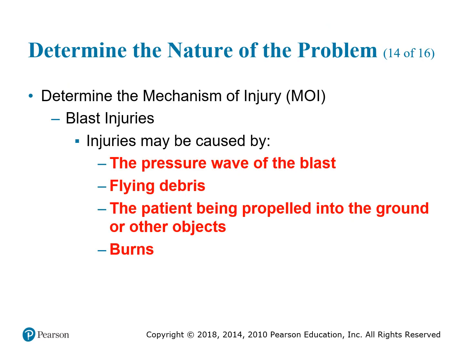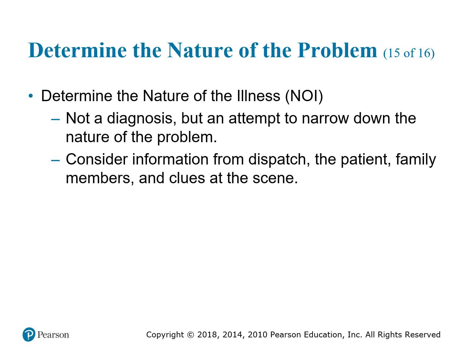Blast injuries, we talked about this. We have primary injuries caused by the pressure wave. We have secondary injuries caused by flying debris or shrapnel. Tertiary injuries, which are caused by you becoming that projectile. And then quaternary injuries, which are from the toxic substances that could be in that explosive device. So those are injuries that we could see with explosions.